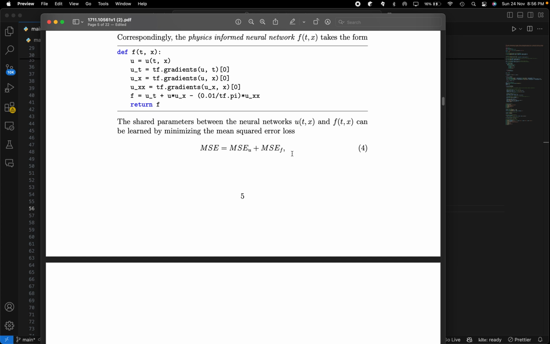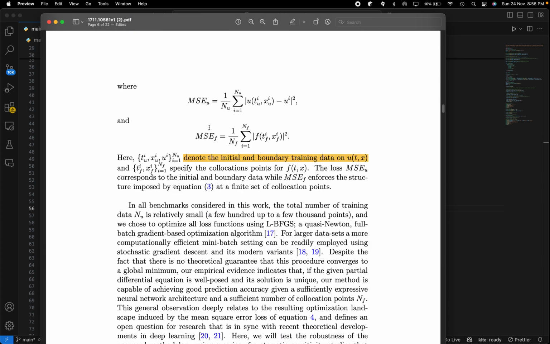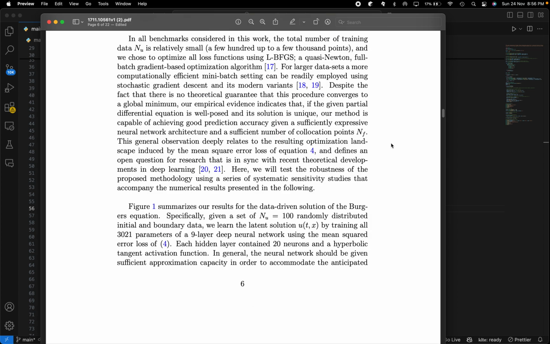Then you have the initial condition, wherein you're going to be comparing it to the initial condition values. And then you're going to have the collocation points, which is going to be MSE of f, which is written over here. So this is the loss function for the boundary values and the initial values. And then MSE of f is the loss function for all the collocation points, or all the points between the boundary values and after the initial value. So that's kind of all that they are trying to do.